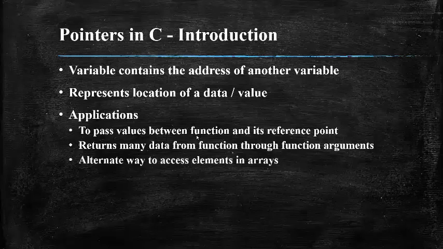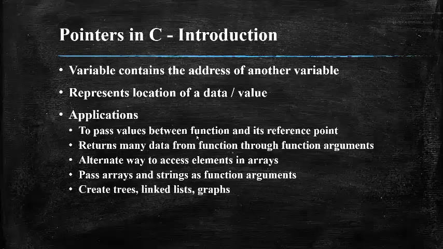Pointers can provide you another way of touching the elements that are present inside your array. So it provides alternate ways to access your array elements. Also, pointers can pass arrays as well as strings as function arguments, and you can create non-linear data structures like trees, linked lists and graphs through pointers. And lastly, pointers are one way through which you can dynamically allocate memory for a variable. So these are some of the applications, the outcome of the pointer concept in C.